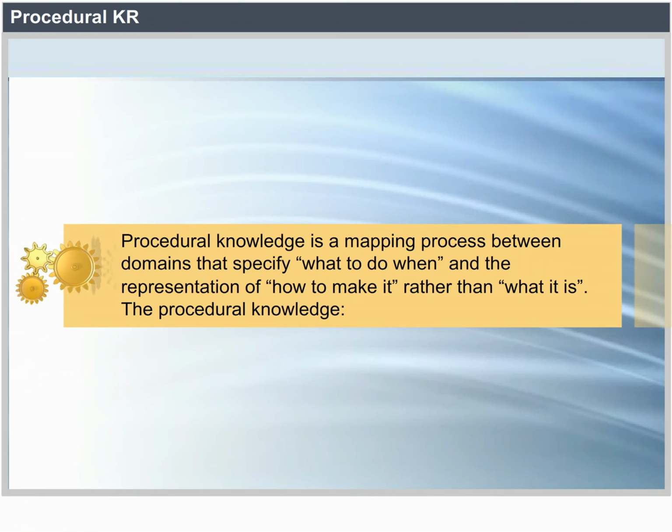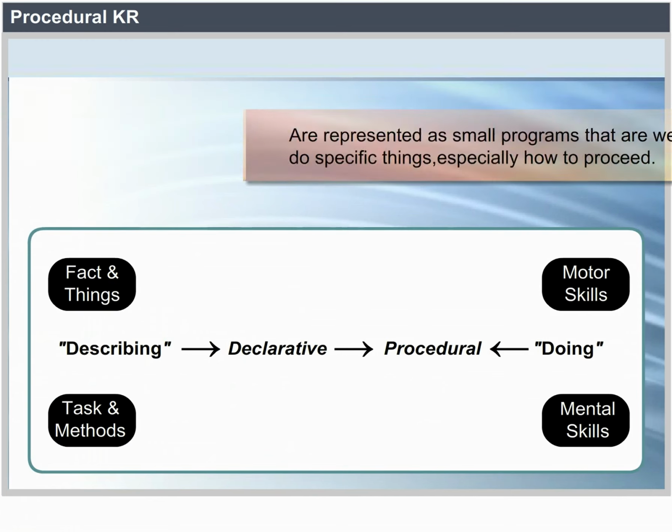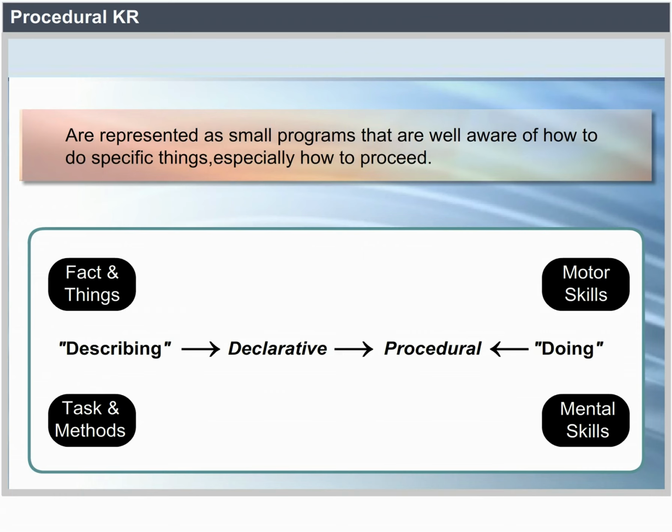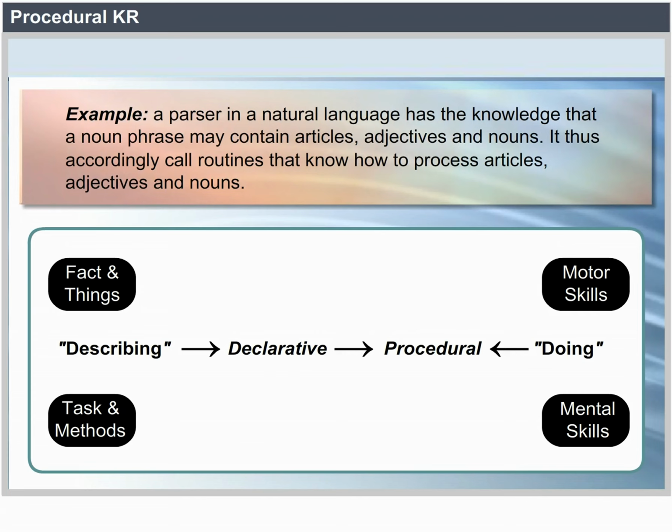The procedural knowledge may have inferential efficiency without inferential adequacy and acquisition efficiency. Procedural knowledge is represented as small programs that are well aware of how to do specific things, especially how to proceed. Example: a parser in a natural language has the knowledge that a noun phrase may contain articles, adjectives, and nouns. It accordingly calls routines that know how to process articles, adjectives, and nouns.